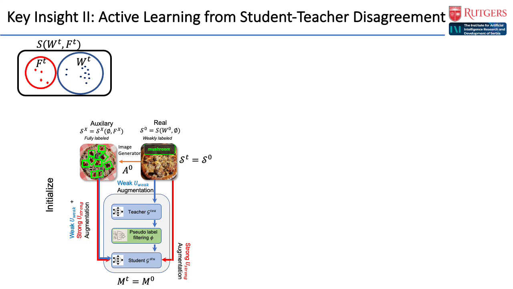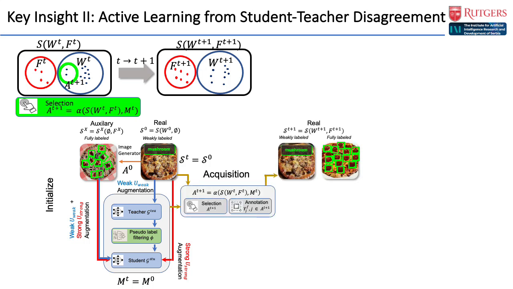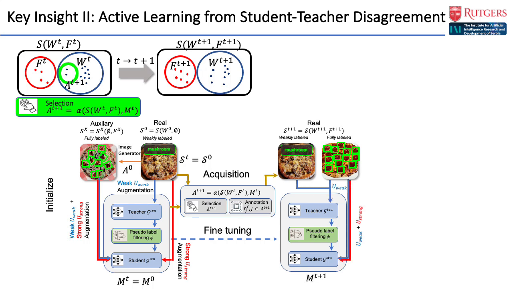In each active learning cycle T, the student-teacher network MT learns from the dataset ST, including the weakly labeled set with indices WT and the fully labeled set with indices FT. After that, an acquisition function alpha will select a set of B weakly annotated images with indices AT+1, which will be passed on to a human annotator to label. After the annotation process is complete, the student-teacher network is fine-tuned on the updated target images ST+1. The fine-tuning process continues until the annotation budget is exhausted.